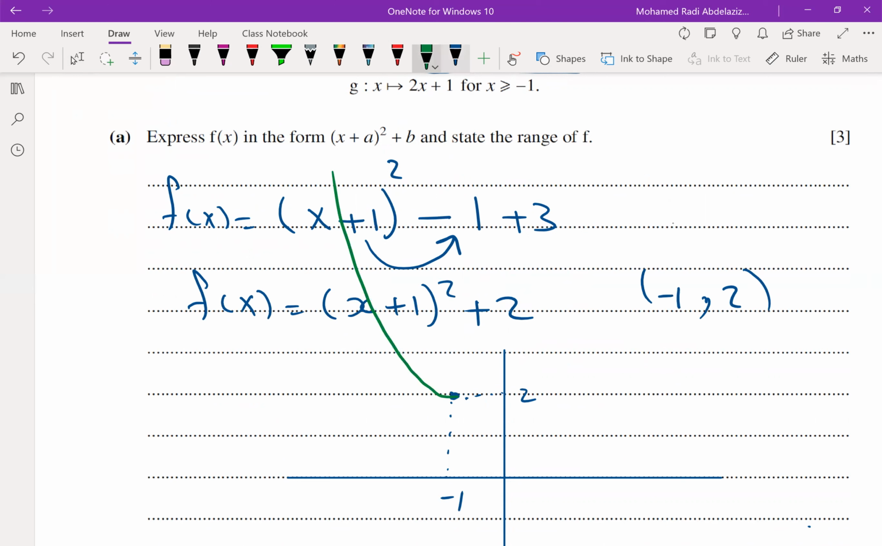Now, what is the range of this function? The values of y start from what? Starting from 2. So the range is y greater than or equal to 2.